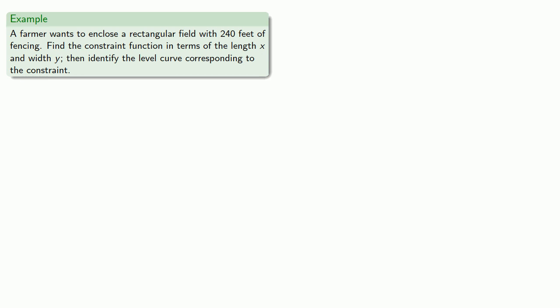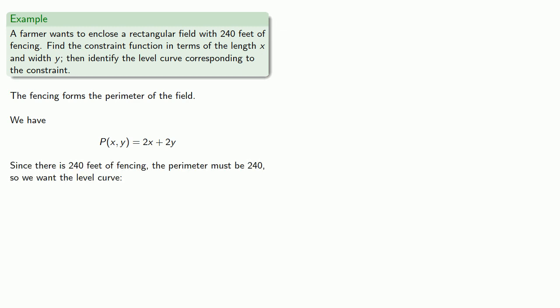And this cabal ensures that every calculus text has some version of the problem where we want to enclose a rectangular field with a certain amount of fencing and maximize the area. So the fencing forms the perimeter of the field, and so we have a formula that will give us the perimeter given the length and width, and that's really a function of two variables. And since there is 240 feet of fencing, the perimeter must be 240. And so we want the level curve, or in function notation, p of x y is equal to 240.